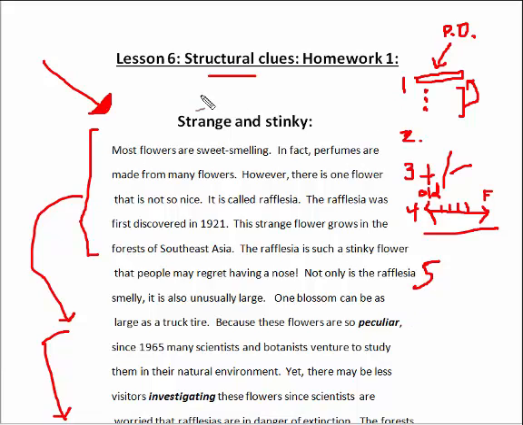Finally, we're in lesson number 6. Lesson number 6 is called structural clues. Structural clues, as you learned, are basic words that are like little road signs. They're like landmarks that tell you where you are in the passage. For example, the word for example is a little mini roadmap. Whenever you see the word for example, you know that what is going to come is going to be an example of what you just said earlier.